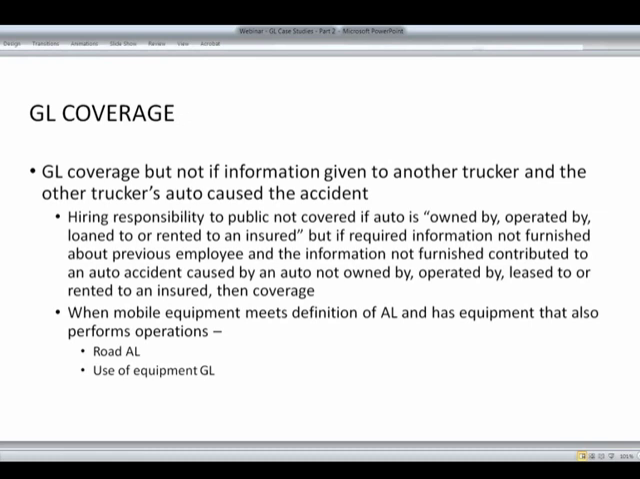GL coverage, but not if information is given to another trucker and the other trucker also causes the accident. This is the higher responsibility to the public, not covered if the auto is owned by, operated by, rented, or loaned. But if required information is not furnished about a previous employee, and that contributes to an auto accident caused by an auto not owned, operated, rented, or leased to the insured, there could be coverage. When mobile equipment meets the definition of auto and it's equipment that also performs operations, the road operation is auto, the use of the equipment is GL.